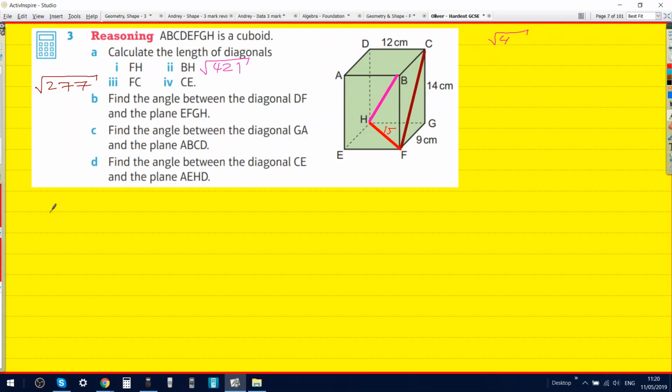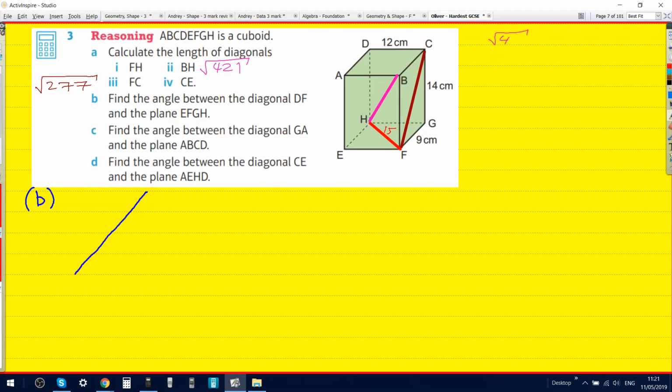Part B. Find the angle between. Okay, interesting. So they're trying to work out the angle between the line H to F, as if there was a line going down to D to F between there. So it'd be DFH. Yeah. Okay then.